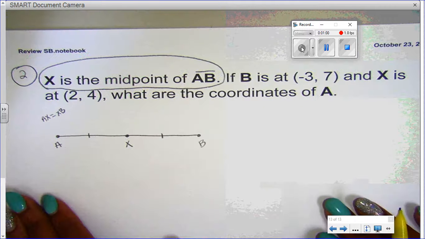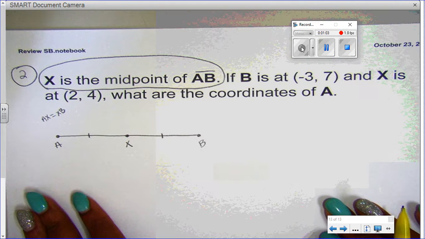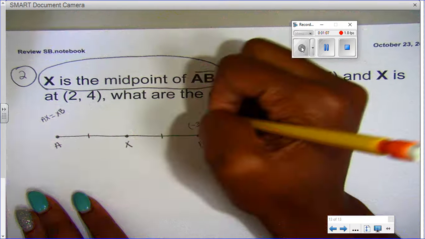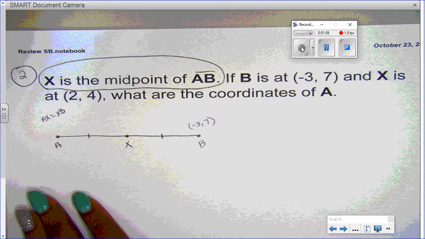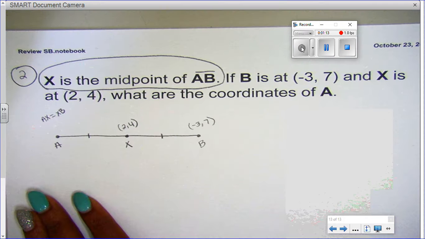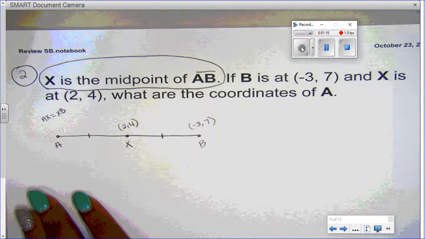Alright, so now it tells you B is at (-3, 7), so we have an ordered pair, so I'm going to just go ahead and fill that in. So B is at (-3, 7), and X is at (2, 4), and it says, what are the coordinates of A?